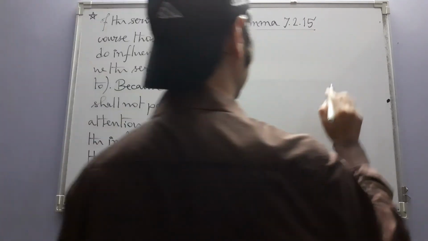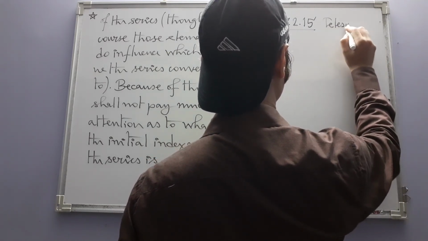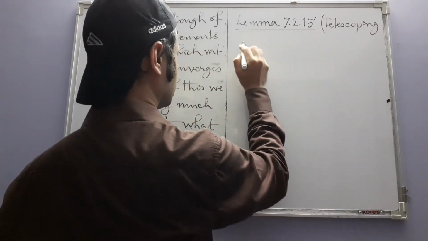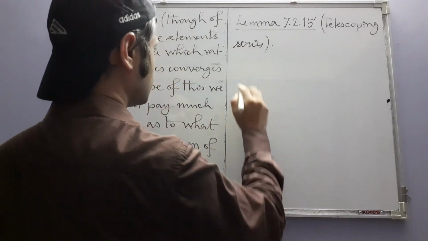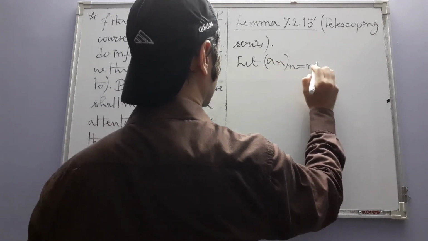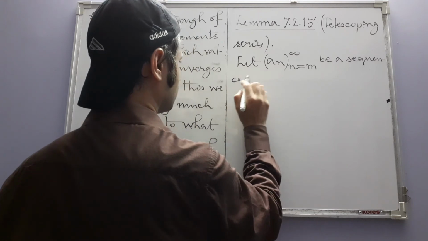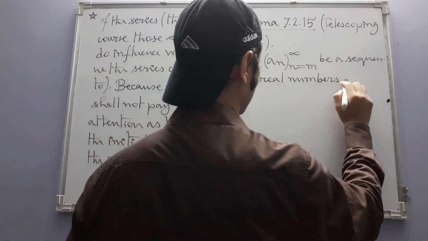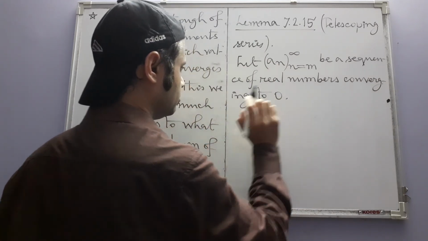Lemma 15. Telescopic series. And the statement is this: let A_n be a sequence of real numbers converging to 0.